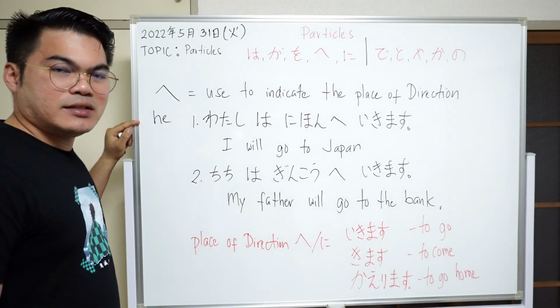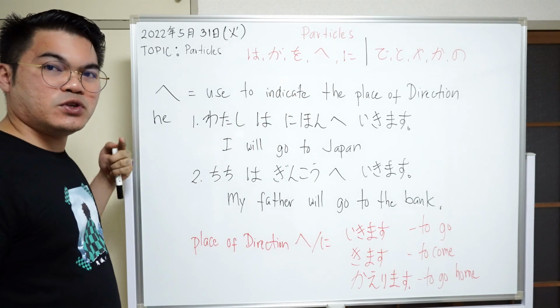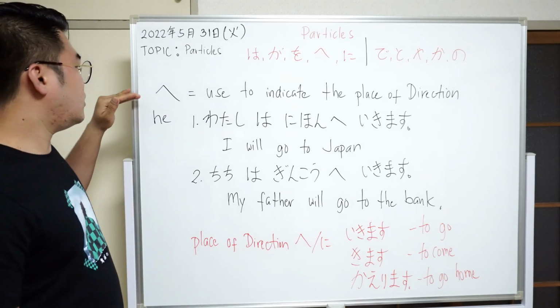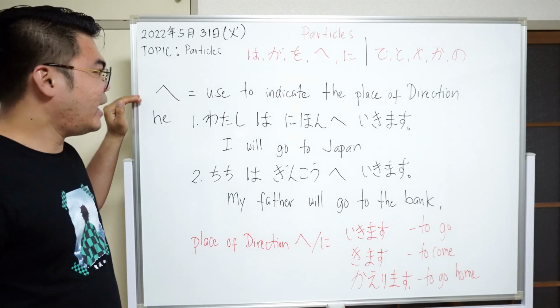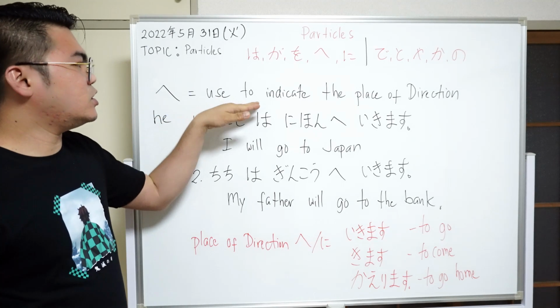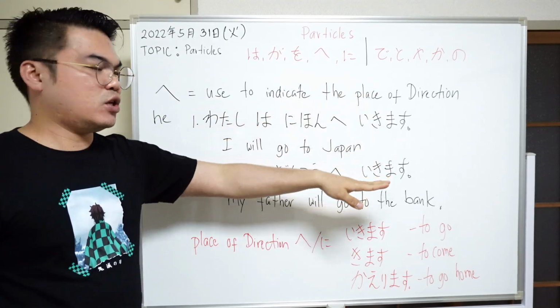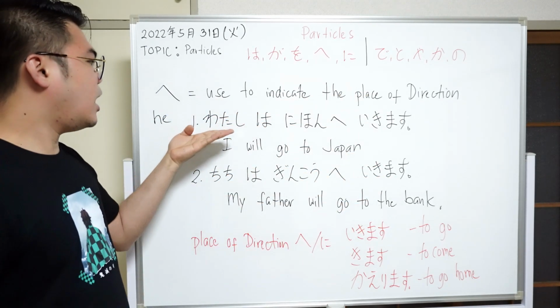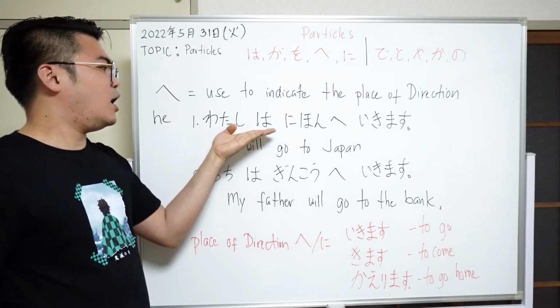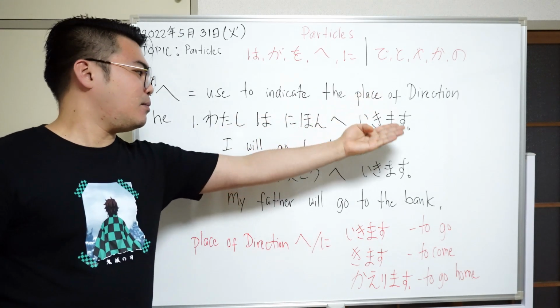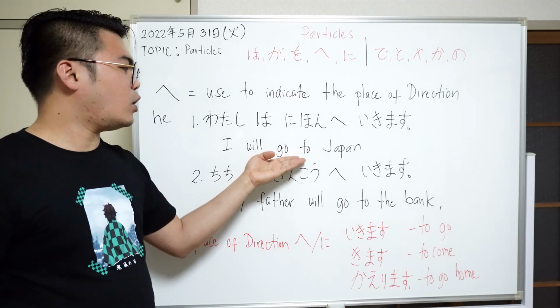In the alphabet, it is written as "he," but if you use it as a particle, it is pronounced as "e." Particle e is used to indicate the place of direction. So we have here the sentence: Watashi wa Nihon e ikimasu. I will go to Japan.